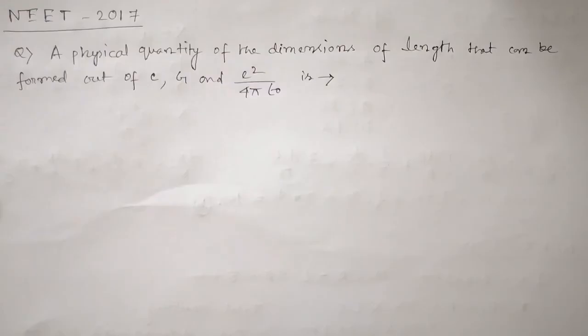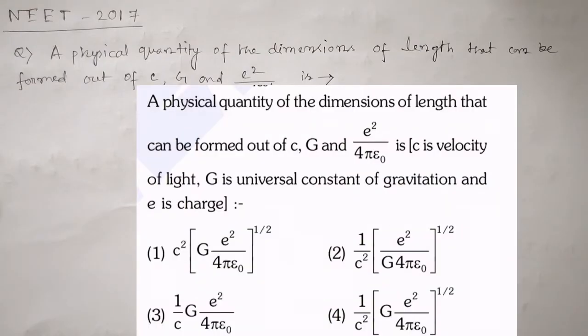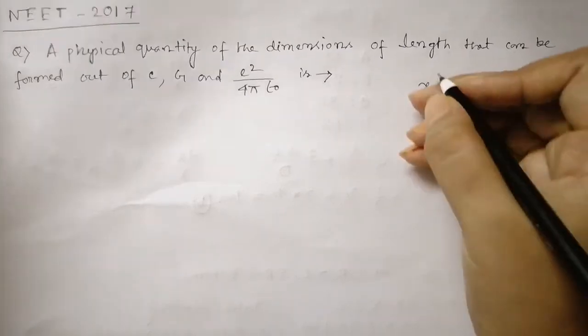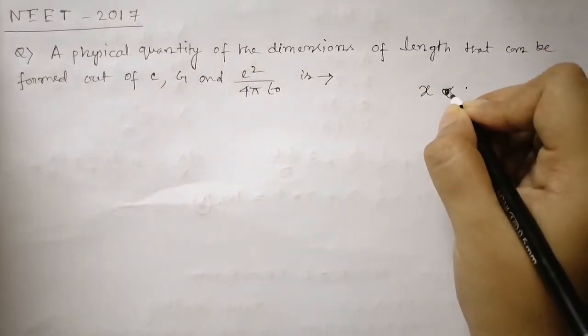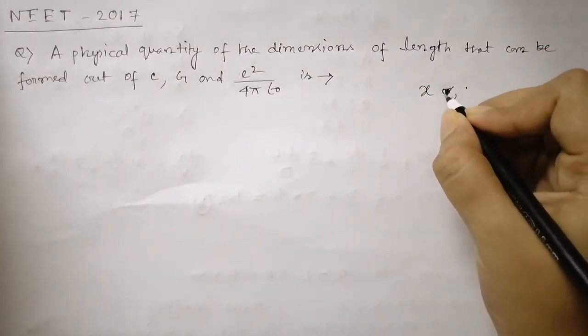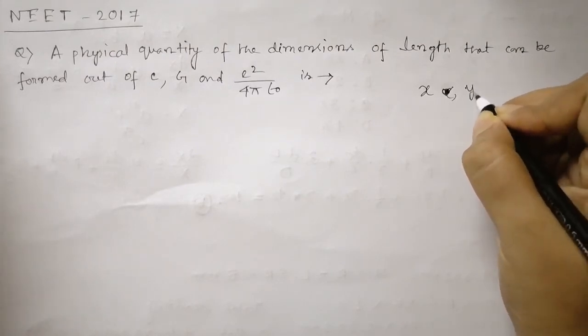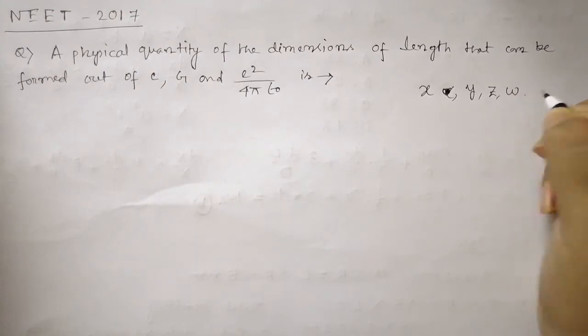The NEET 2017 question: a physical quantity of the dimension of length that can be formed out of c, G and e square by 4 pi epsilon naught is. So whenever it is asked to find the expression of a physical quantity with respect to other physical quantities, how to solve this type of question? Let x be a physical quantity, and in the question it has been asked to find the relation of x with respect to other physical quantities, say y, z and w.